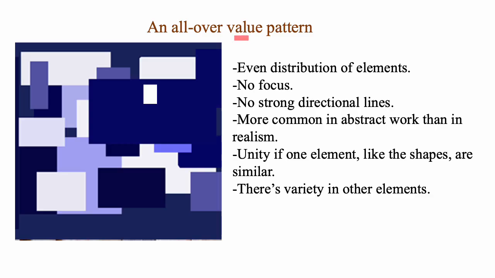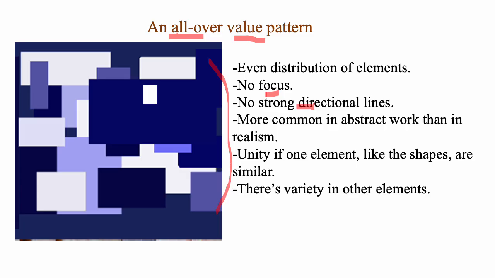One unusual type of value pattern you can try is called an all-over pattern, which is like a checkerboard with an even distribution of elements, without a focus and without strong directional lines. So instead, attention is spread all over the canvas, and we respond to the overall image. And it's usually composed of many small shapes like this one is. It's more common in abstract paintings than in realistic work.